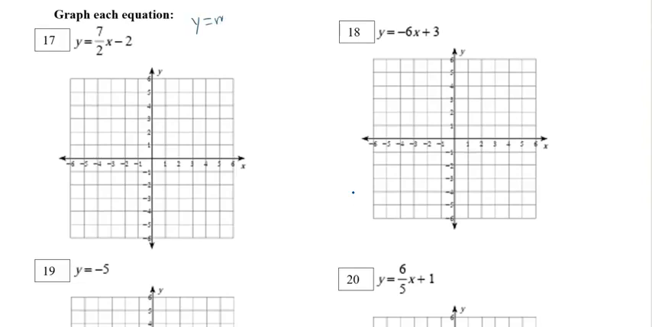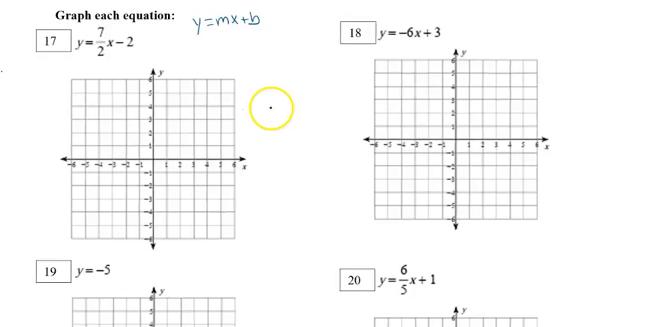Remember, in slope-intercept form, mx plus b, this tells me the y-intercept, where that graph touches the y-axis. Then I'm going to use my slope to count to the next point. The y-intercept here is negative 2, so my first point goes at negative 2 on the y-axis. I have a slope of 7 over 2. Positive 7 means I'm going to go up 7, and positive 2 means I'm going to go right 2. So from my original point, 1, 2, 3, 4, 5, 6, 7 over 2. There is my next point.